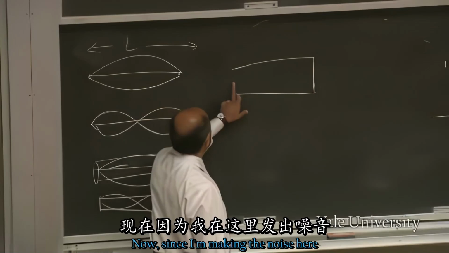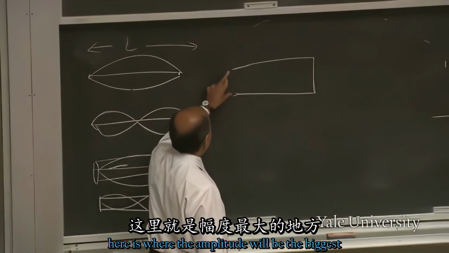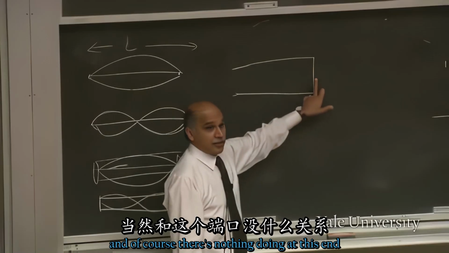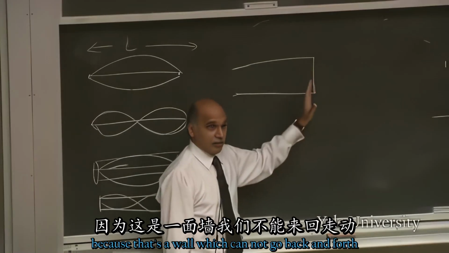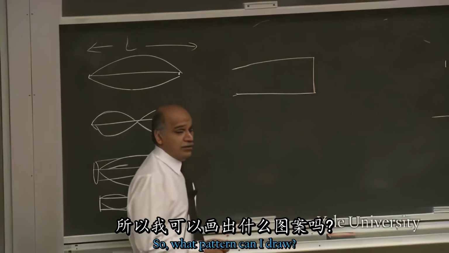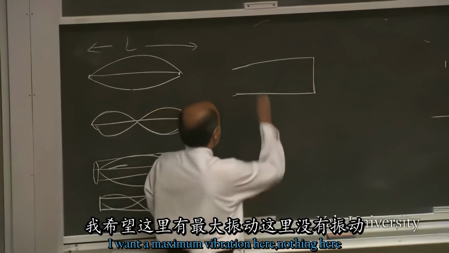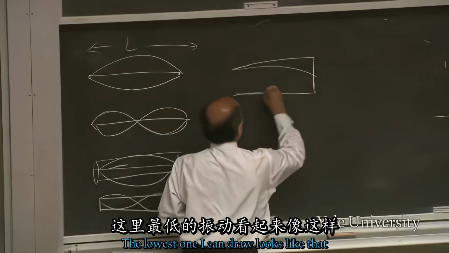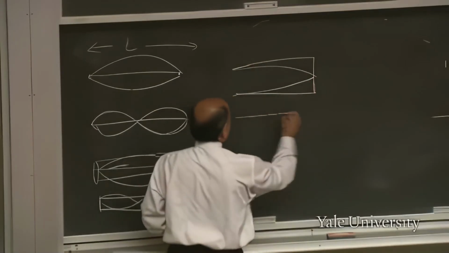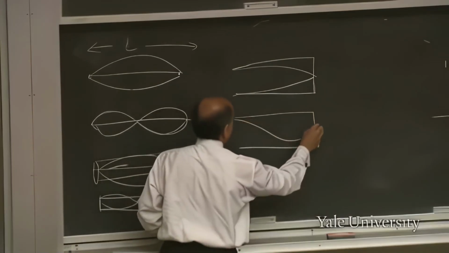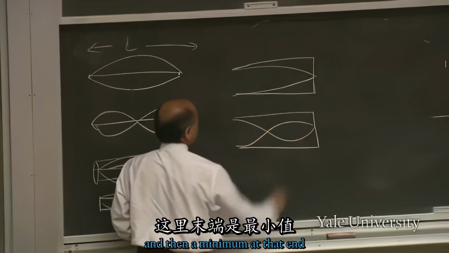Now, since I'm making the noise here, here is where the amplitude will be the biggest. And of course, there's nothing doing at this end, because that's a wall which cannot go back and forth. So what pattern can I draw? Take a minute, think about it. I want a maximum vibration here, nothing here. The lowest one I can draw looks like that. The next one I can draw is constrained to have a maximum here and then a minimum at that end.